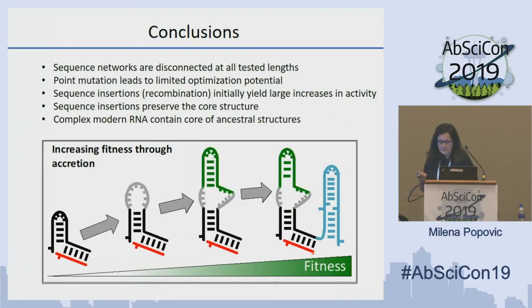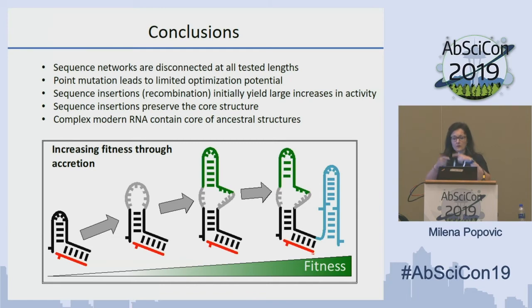So the take-home message from this, and I kind of went through fast, so I didn't talk much about the sequence networks and their connectedness, but what we find is that contrary to the theoretical work that has been proposed, the sequence networks are disconnected at all different lengths. So for the short ribozymes, they're definitely disconnected. But what was slightly surprising was that for the reselection of the longer ones, we definitely see even smaller networks in sequence space. So the point mutation leads to only limited optimization potential, so it's very local optimization.